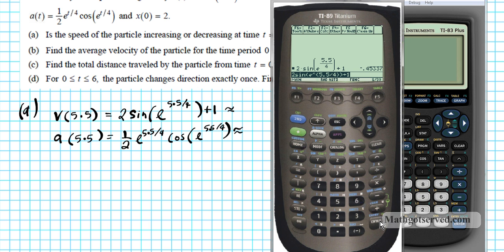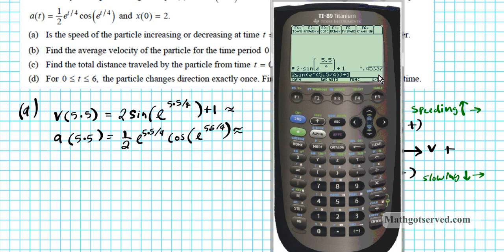So we have negative 0.45337. Let's make sure it's correct: 2 sine e to the 5.5 over 4 plus 1. Actually, this is the same syntax for entering it into the TI-83, so I don't need to show you that. Okay, so we can see that the velocity is negative, so the object is moving backwards.